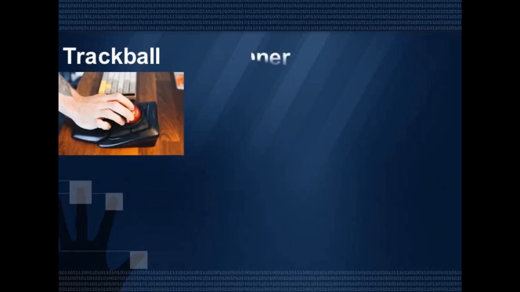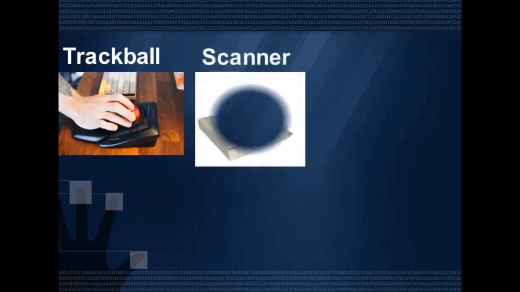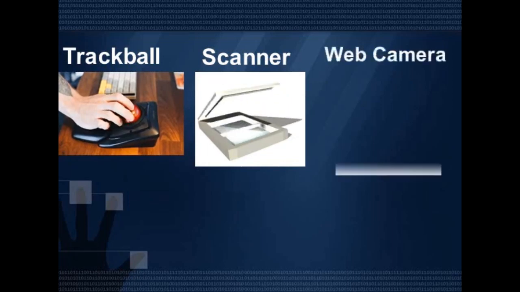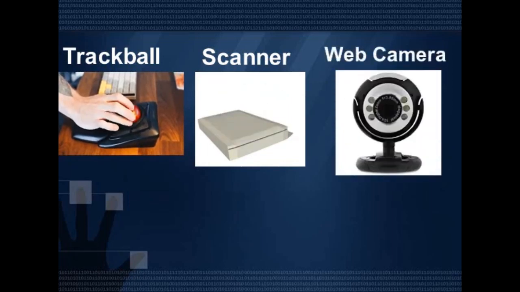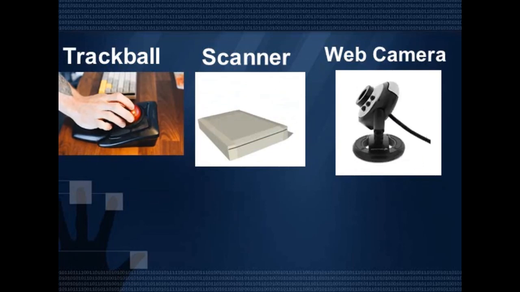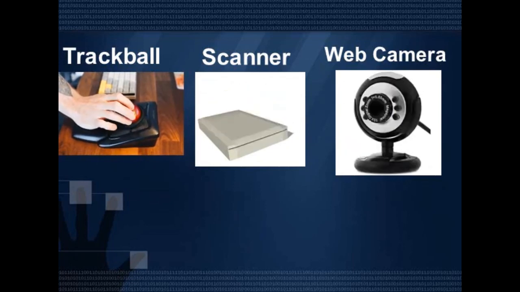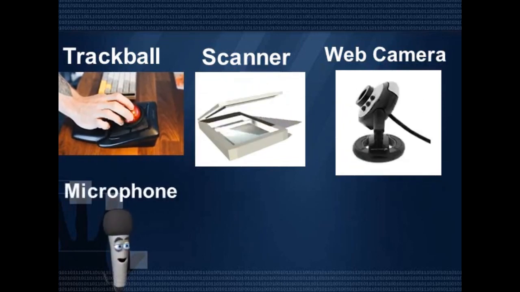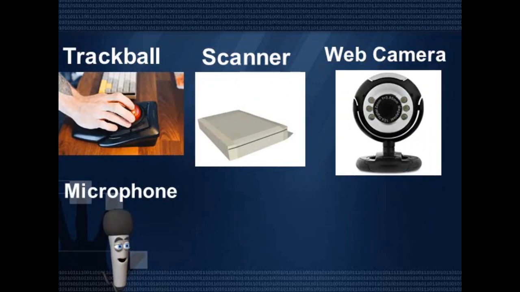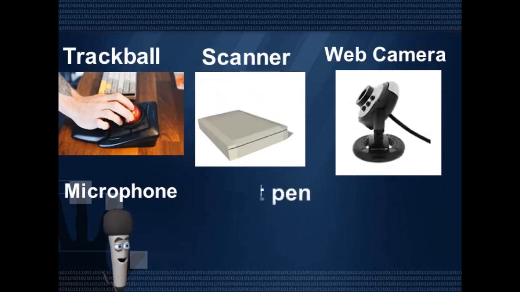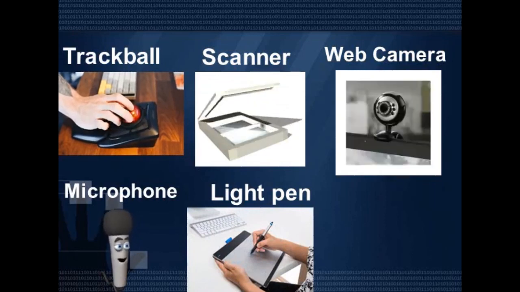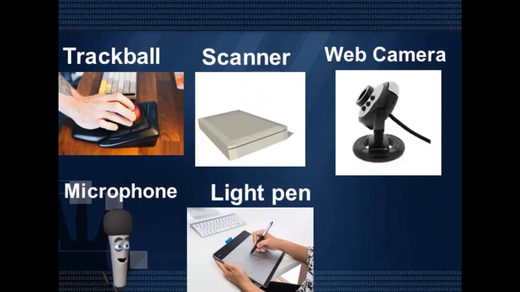Number 2. Scanner. A scanner copies a picture or text printed on a paper into a computer. Number 3. Web camera. It is primarily used to share pictures and have live chat with our friends and relatives using internet. Number 4. Microphone. A microphone is used to record our voice and other sounds into a computer. Number 5. Light pen. It looks like a pen that can be used on a special pad. Whatever you write on this pad can be seen on a monitor.